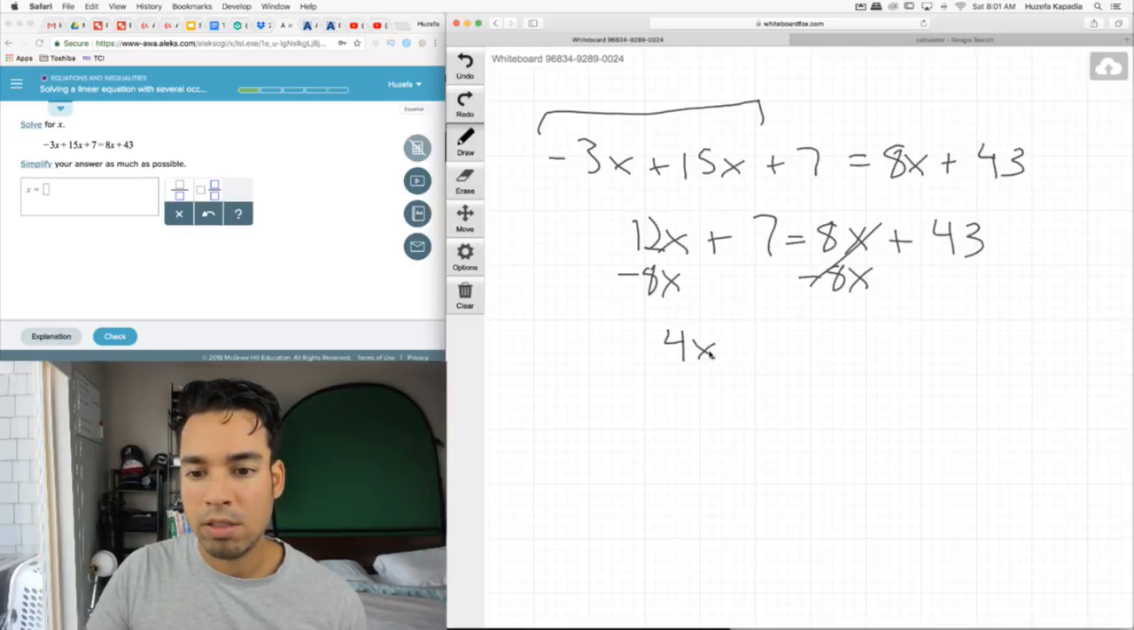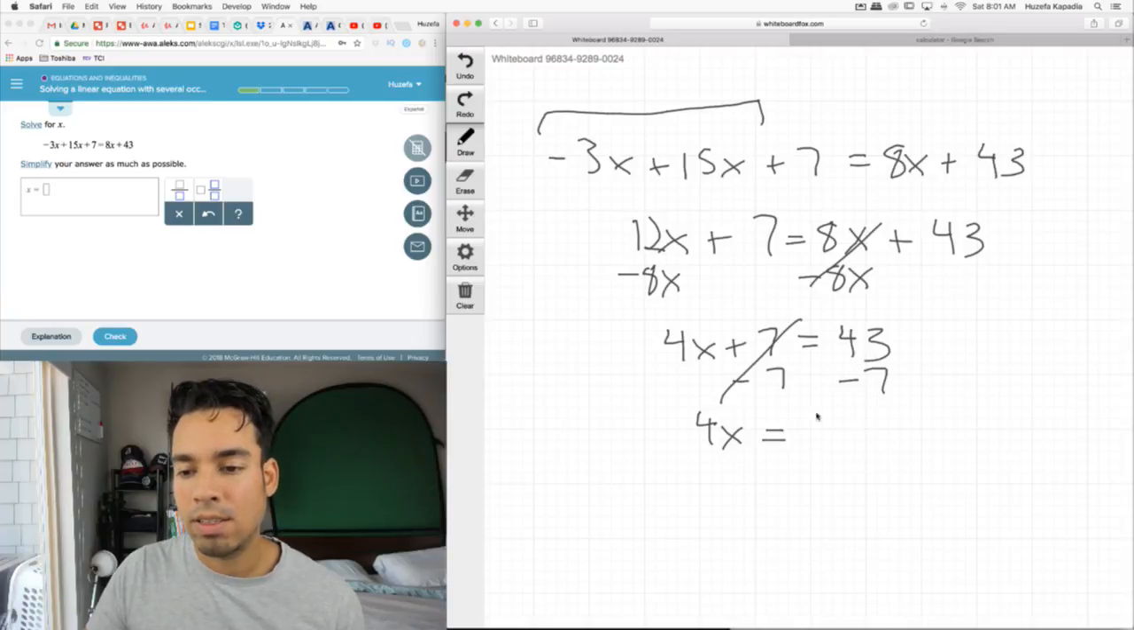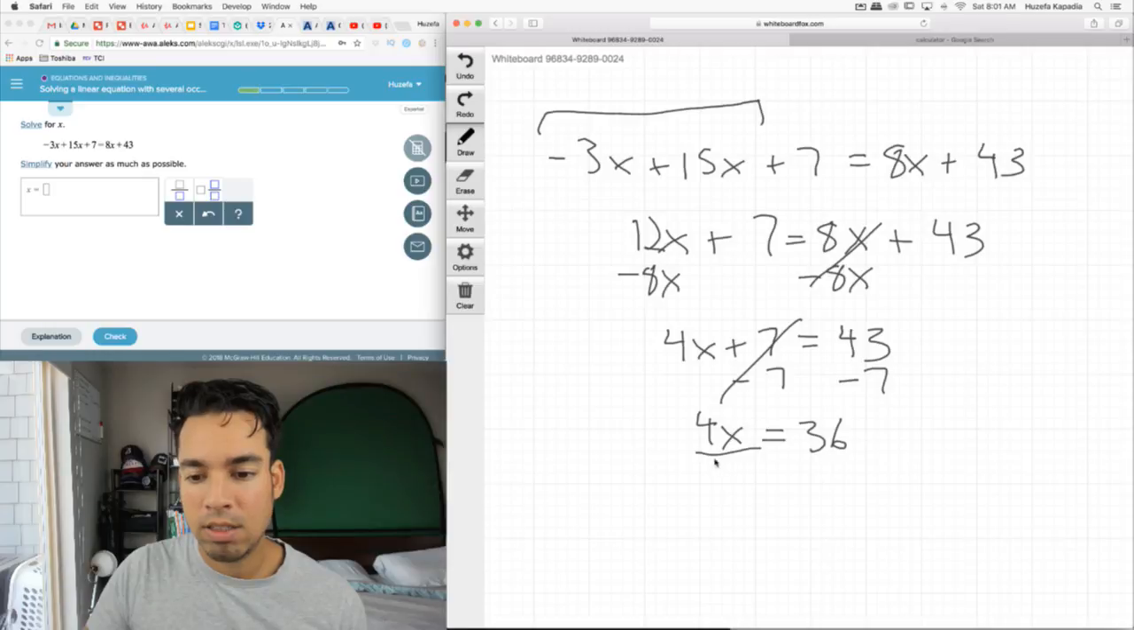We got 4x plus 7 equals 43. Now I'm going to subtract 7 from both sides. 4x equals 43 minus 7 is 36. And then last but not least, inverse operation of multiplication. We're going to divide both sides by 4. And we have x equals 9.